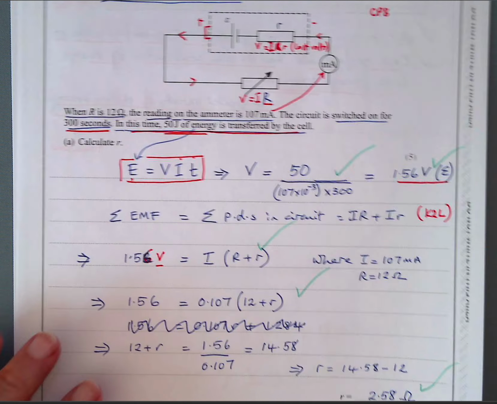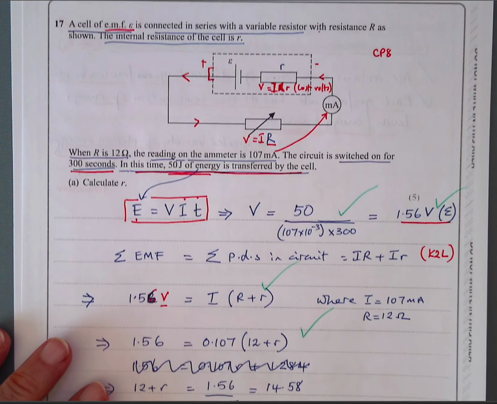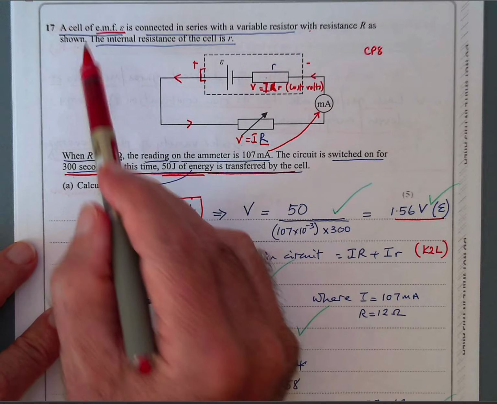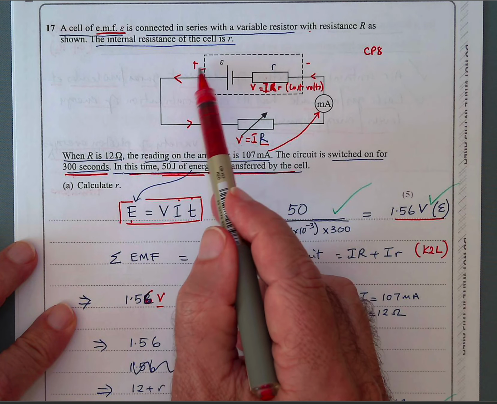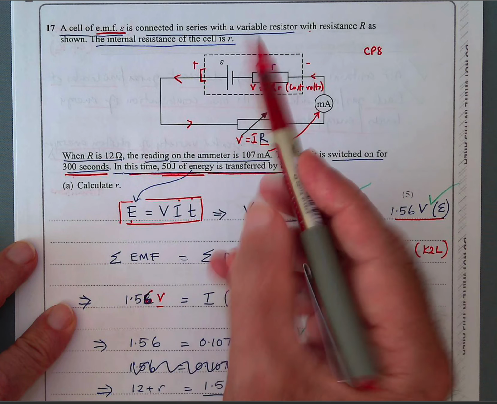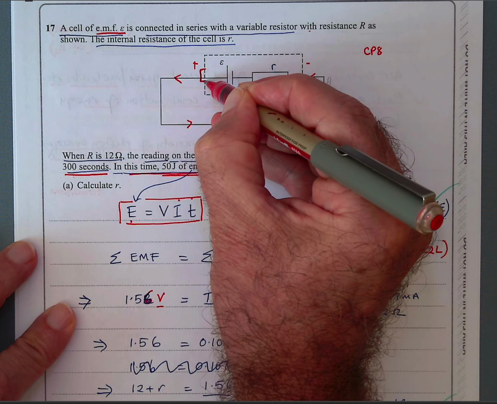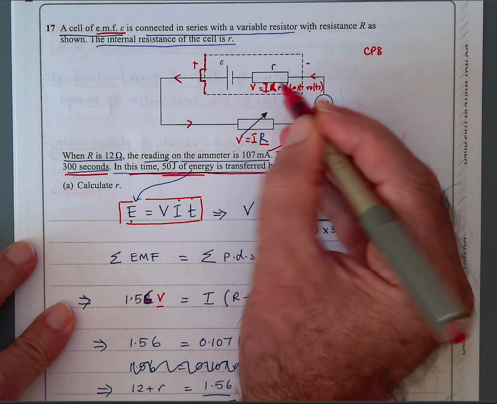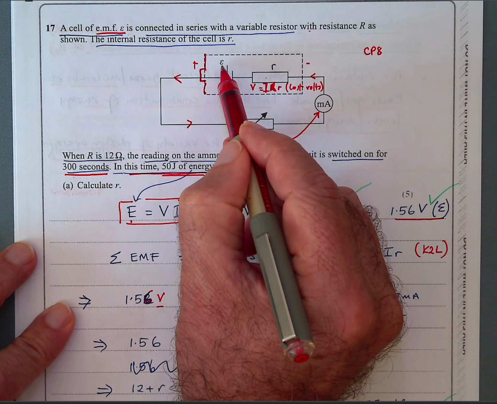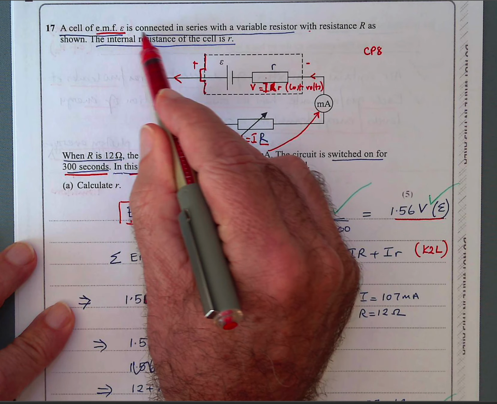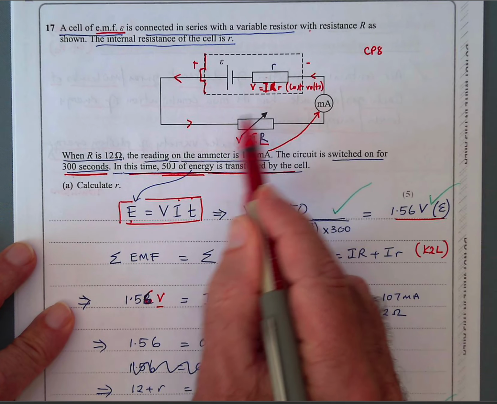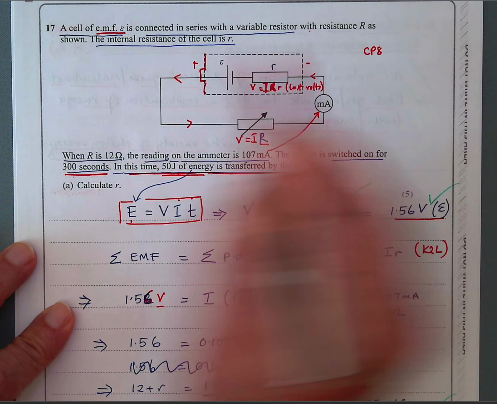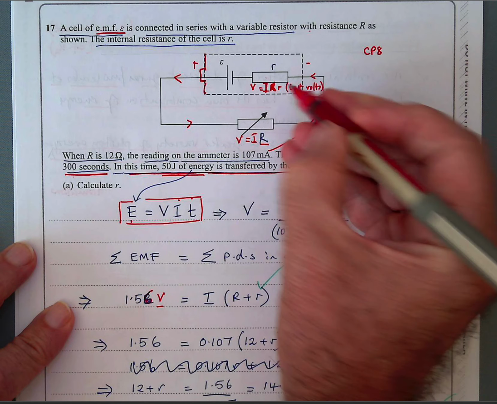Okay, the next question is a core practical. It's the final core practical in year 12, which is core practical 8, and it's to do with the internal resistance of a cell. So here you've got an EMF of a cell. I've drawn it looking like a battery with the positive end sticking out. They've drawn it with a dotted line going round, and they're saying the EMF is E, epsilon is the symbol we use for EMF, connected in series with a variable resistor. Here's the variable resistor, which has a value of R, as shown. The internal resistance of the cell is little r.